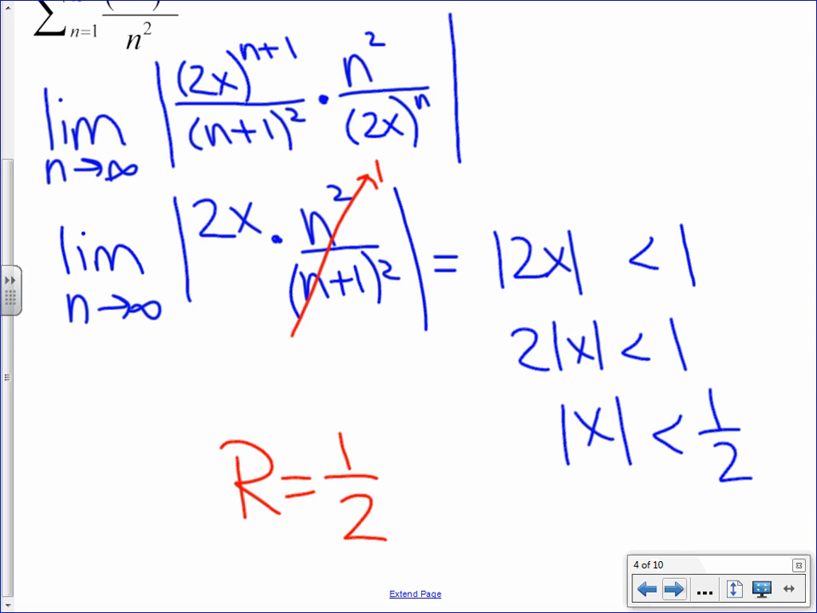Okay with that, Alice? Okay, so you are going to get more times than not something with an x as part of your limit. That's good, so you can solve for x, and that's what gives you your radius of convergence. Okay?